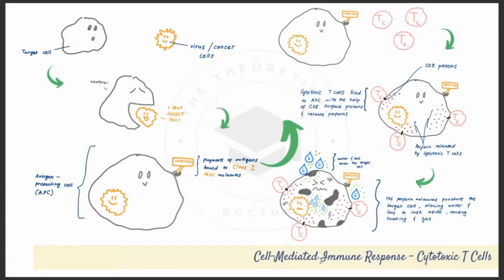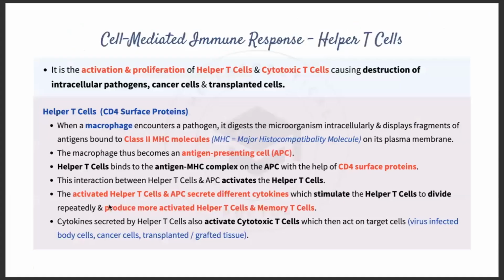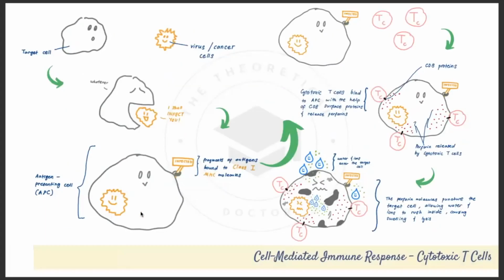Another diagram. So this one is on the cytotoxic T cells. So when the target cell, earlier was the macrophage, right? So when the target cell comes across virus or cancer cells, the target cells are infected. I shall infect you, and the target cell is like, yeah, whatever. So you can see, they're happy. The other one, they're sad. Okay, anyway, back to this.